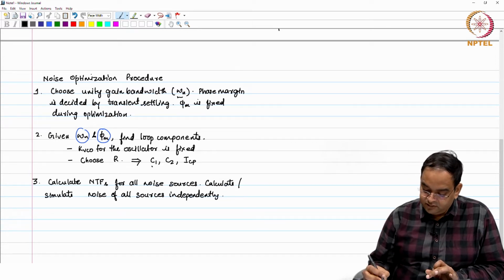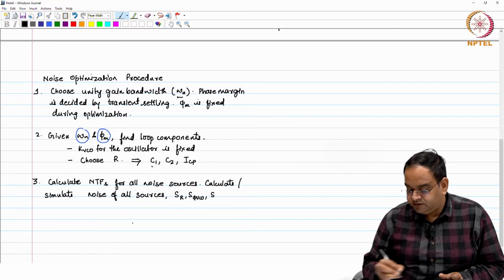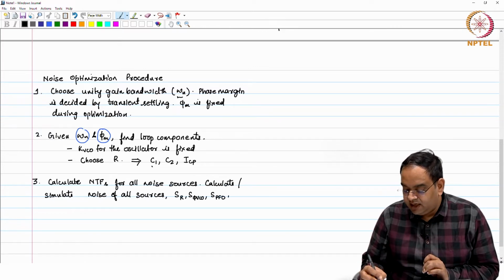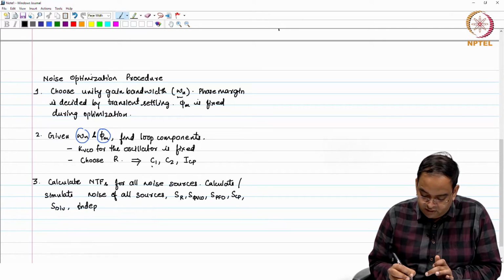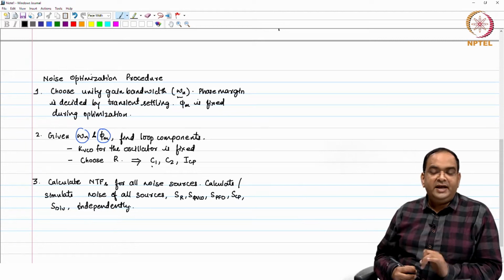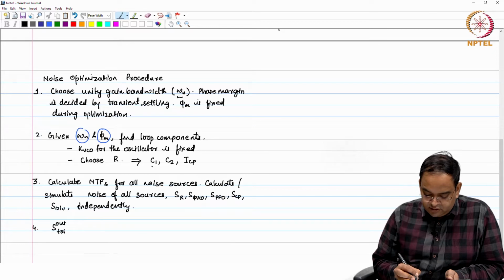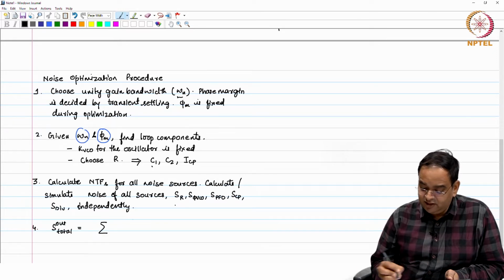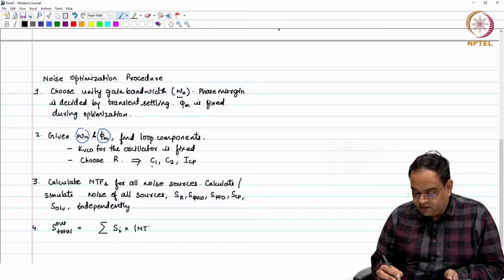When we say we calculate or simulate noise of all sources independently, we are actually finding S of R, S of phi Vco, S of PFD, S of charge pump, S of divider and so on. These are the noise power spectral densities. These have to be found out. Once you know the noise and the NTFs, you can calculate the total output noise, S out total. You add up all these things multiplied by their noise transfer function: S I, where I denotes the ith source, times NTF of I, the noise transfer function for the ith noise source, whole square.